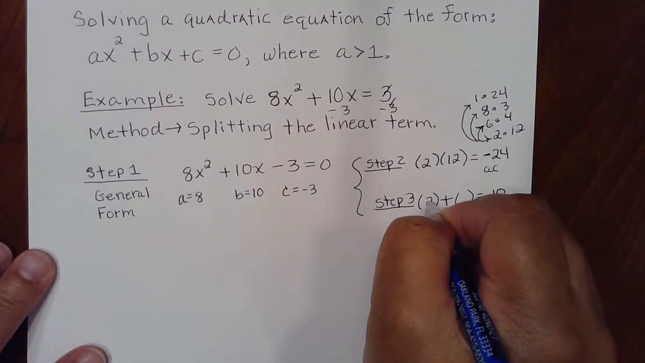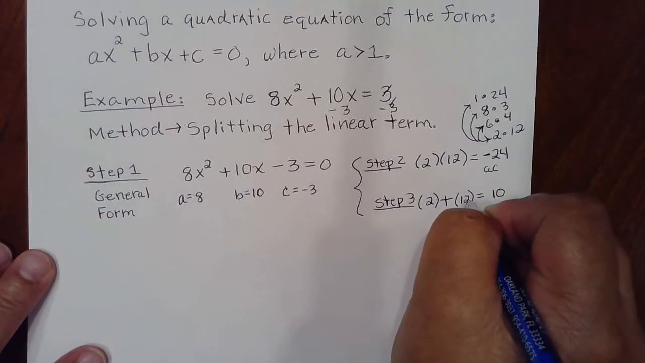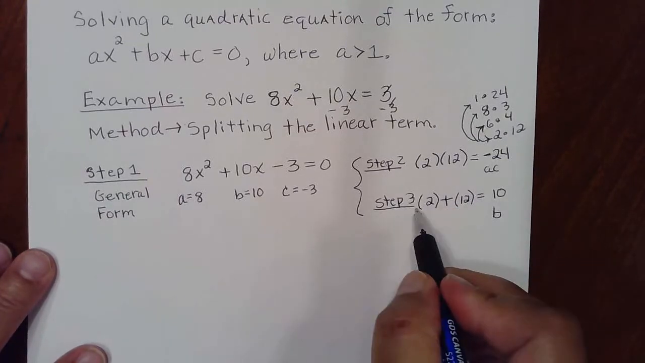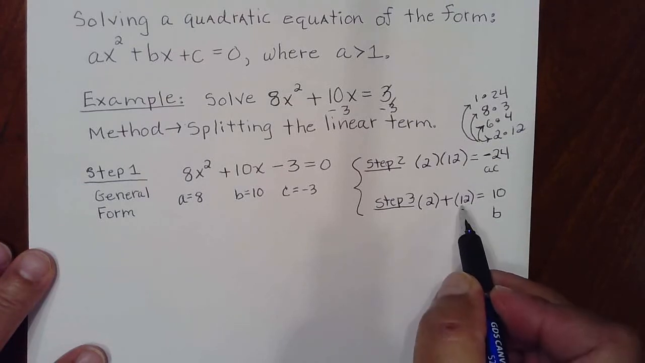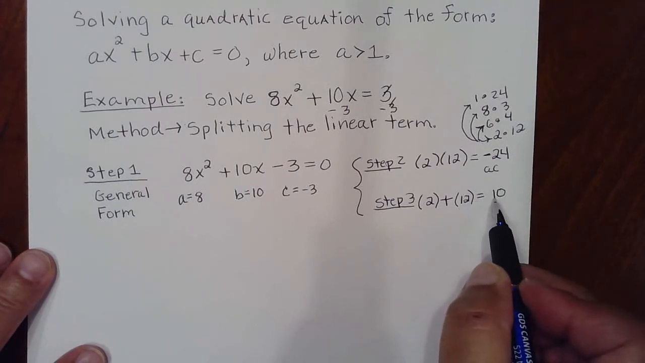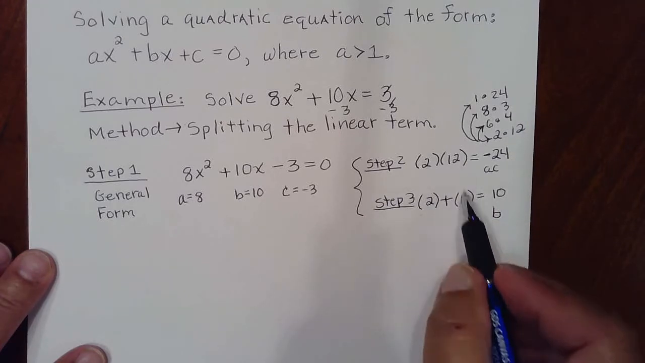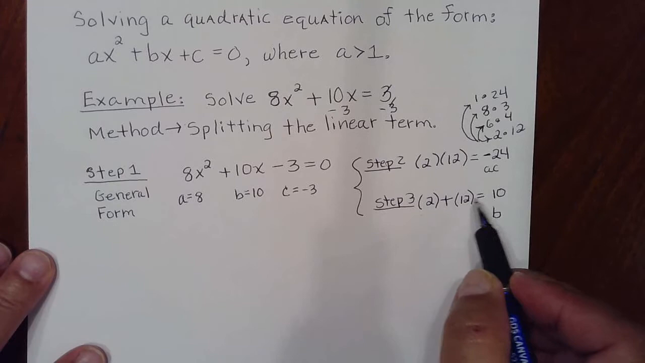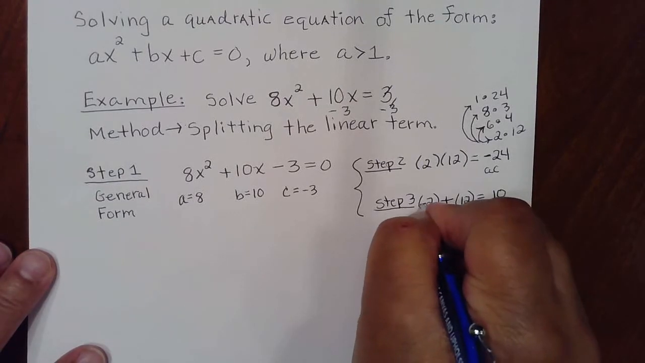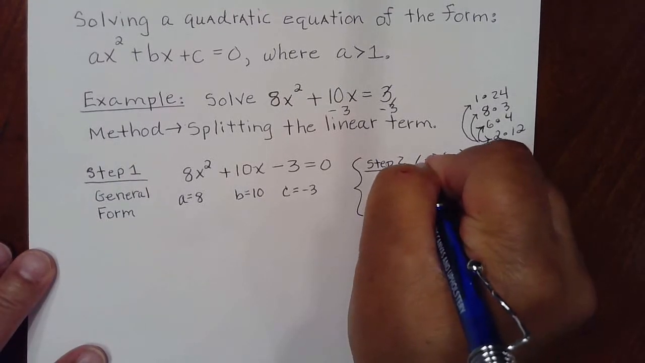Okay, who gets the negative? Well, another thing about negatives is that when you're adding two numbers, the larger number overrules with respect to the sign. We want to be able to add and get a positive 10. So the bigger number should be positive to get a positive 10, and the smaller number should be negative.